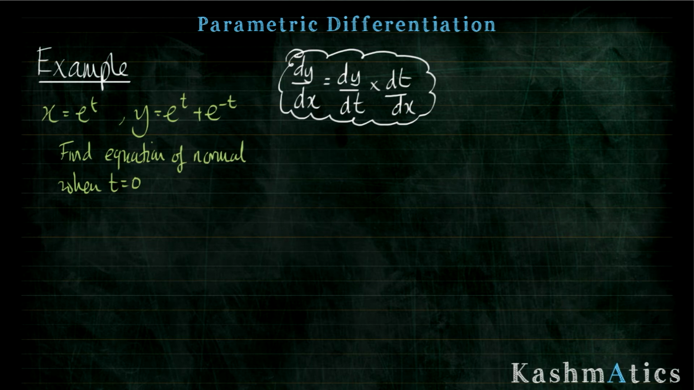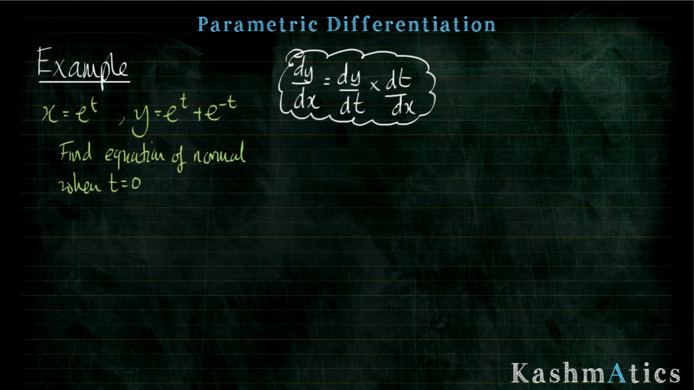Now this next example is more like the type of question you might be asked to do in an exam. It says find the equation of the normal when t equals 0, when x equals e to the power t, and y equals e to the power t plus e to the power minus t. So to find the equation of a normal, we need the gradient of the normal. But to get the gradient of the normal, we need the gradient of the tangent, which means we need to know what dy by dx is.